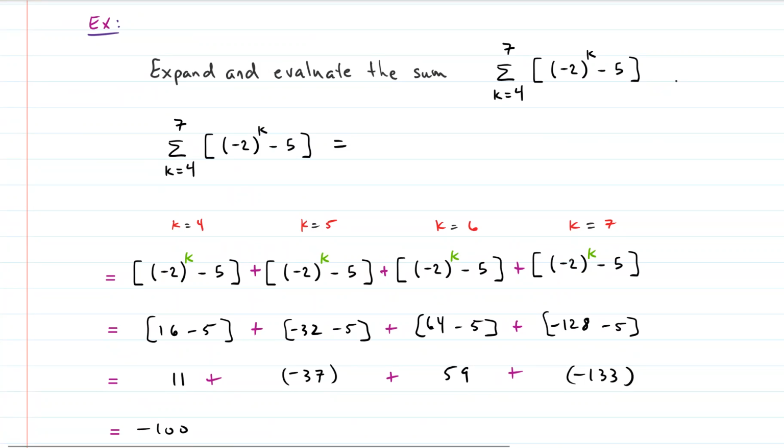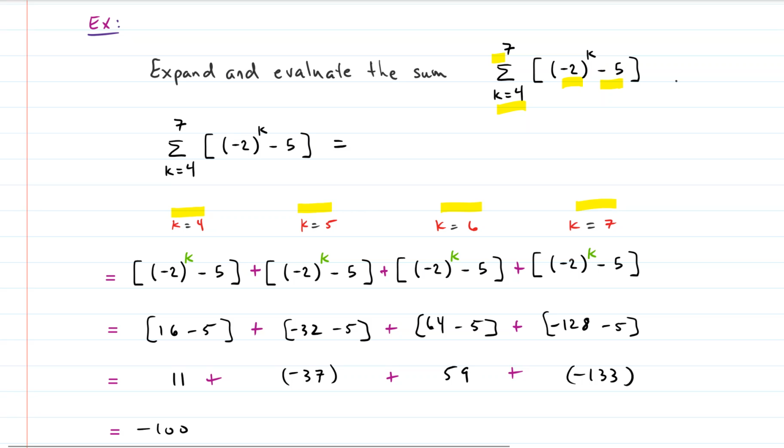Expand and evaluate the sum. Here we are summing negative 2 to the k minus 5 from k equals 4 to k equals 7. How many terms and how many instances or parts in our summation do we have? We start at 4. We'll have k equals 4, k equals 5, k equals 6, and k equals 7. We have 4 terms here. 4 different terms in our sum.